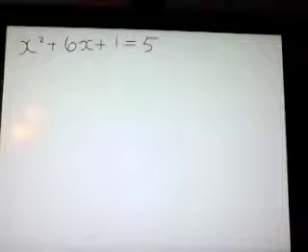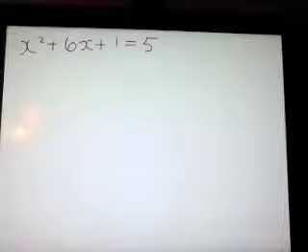Okay, so this is going to be our first example. I'm going to assume you know how to at least solve quadratic functions as well as manipulate terms and things like that. So I'm just going to go ahead and jump right to it. Our first example is x squared plus 6x plus 1 equals 5.